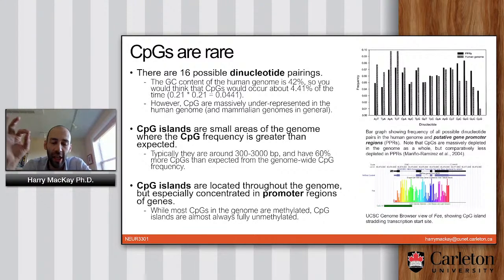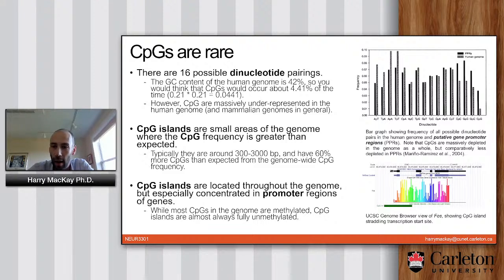And CpG islands are located throughout the genome, but they're especially concentrated in the promoter regions of genes, regions near the transcription start site. That, by the way, is why the black bar on the CpG category here is fairly high, because CpGs are rare genome-wide, but they're enriched around promoters. And the other unique property about CpG islands is that while CpGs in the genome are typically methylated, in CpG islands, usually their CpGs are fully unmethylated.